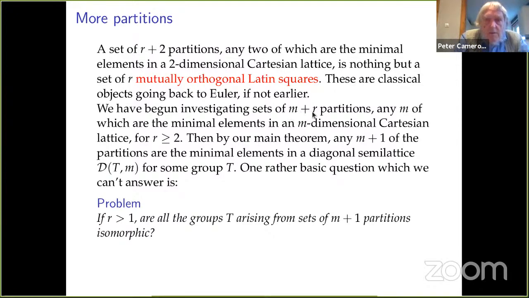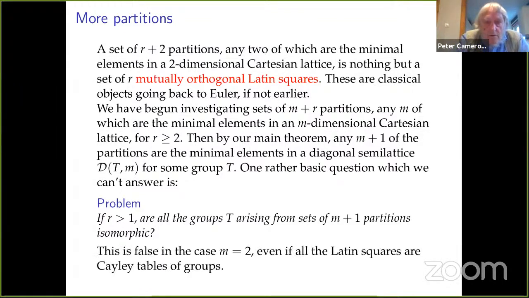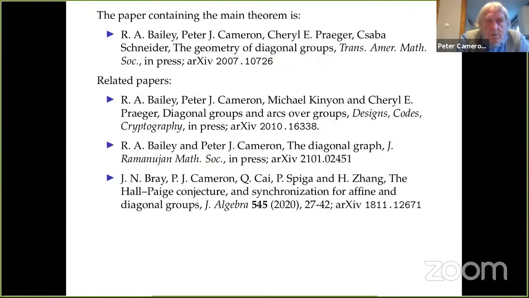But for larger values of M, remember that suddenly a group appears and we're working over a group. But there are still very interesting questions about this. So any M plus one partitions will give you a diagonal semilattice, which comes from a group. And we don't know if all these groups are necessarily isomorphic. So that's an unknown question. And it's false in the case M equals two. There are examples where you can have different groups.